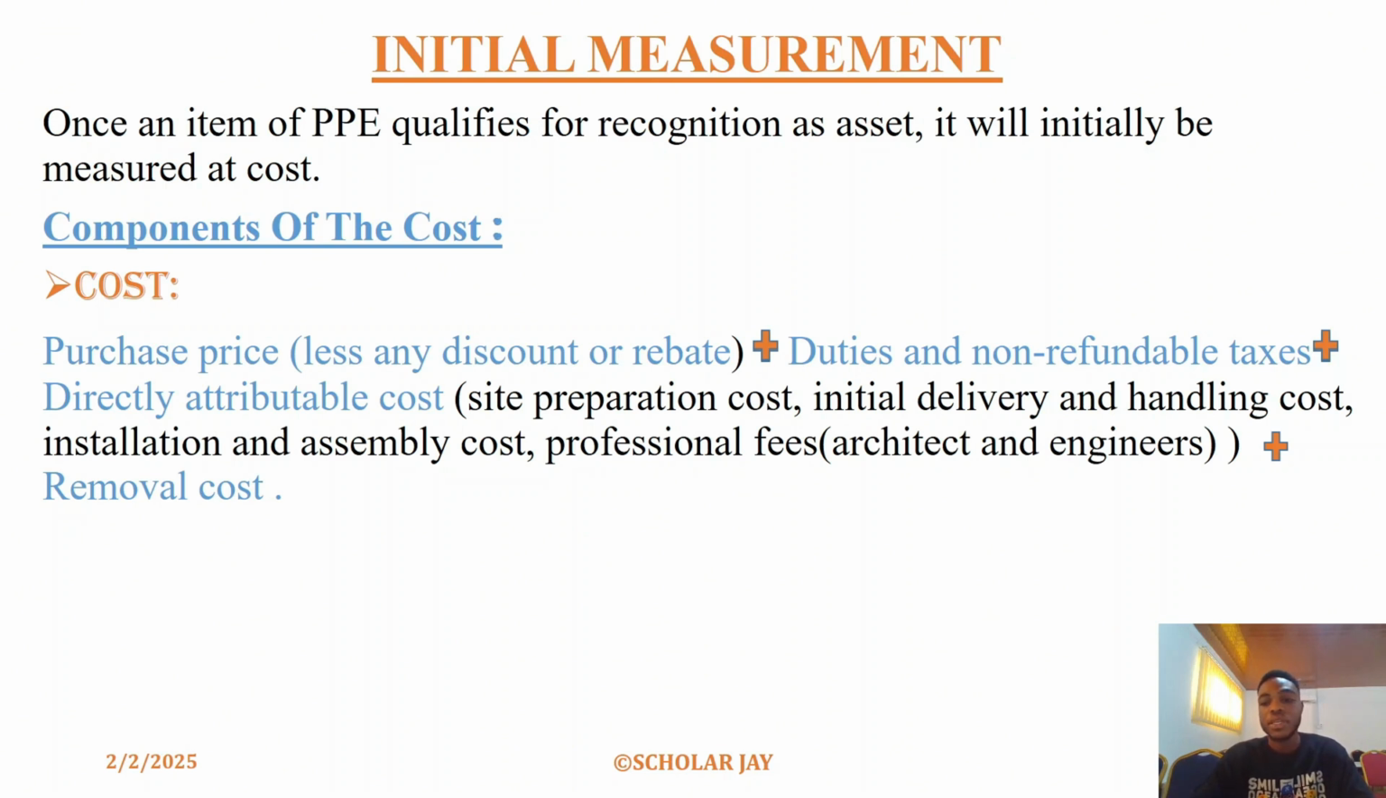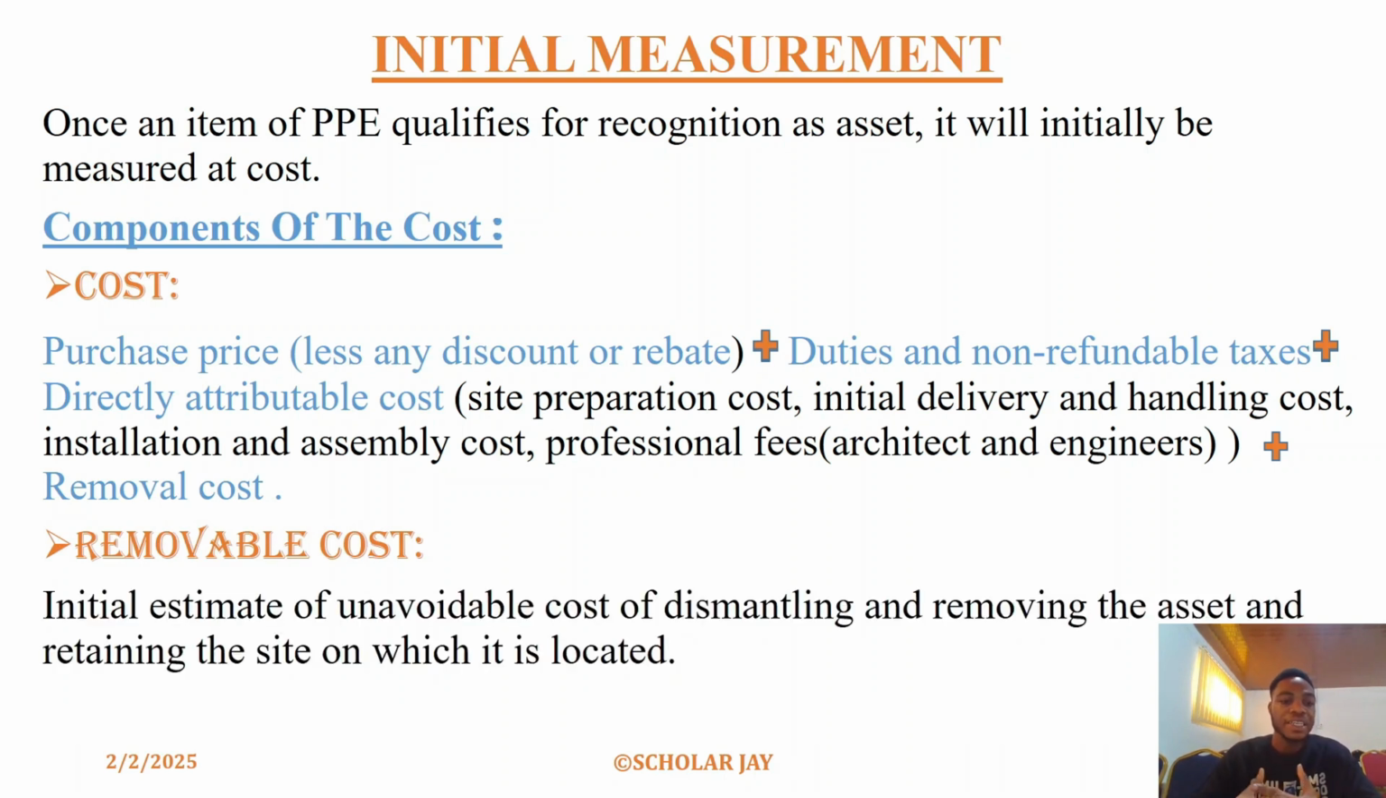So there are certain obligations that these companies are tasked to do: you are using this asset, and after you are done using it, you are obligated to restore the land to its original state. So we call it removal cost. So this removal cost, what is the definition? We say it's an initial estimate of unavoidable cost of dismantling and moving the asset and restoring the site on which it is located. I hope you get it.